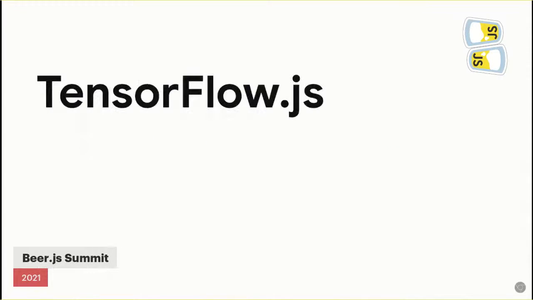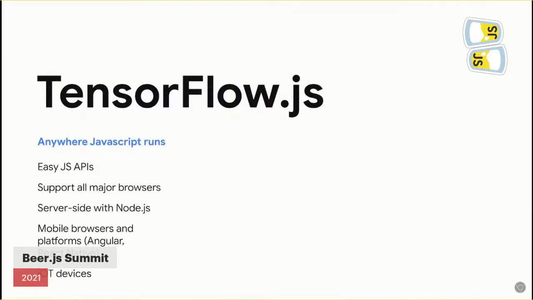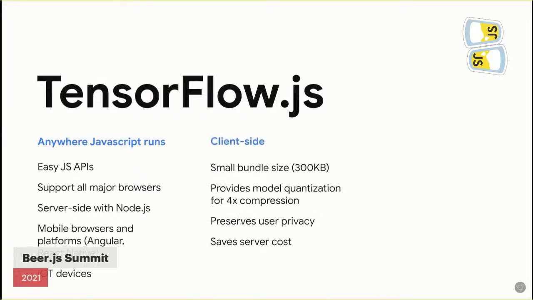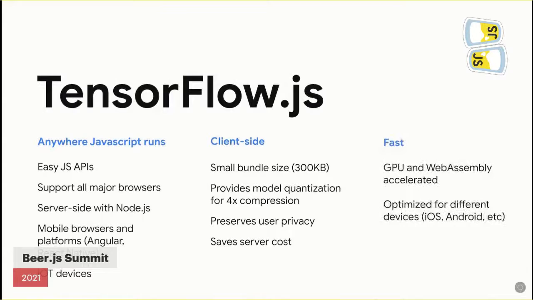Now, why use TFJS? TFJS works in any JavaScript environment, whether it be browsers, server-side with Node.js, mobile devices, or IoT. TFJS is optimized for client-side inference. It has small bundle sizes that are lightweight, and it also supports model quantization, which can reduce model size by up to 4x. There are many benefits to client-side inference. It both preserves user privacy and saves server cost. Finally, TFJS is fast. It can use acceleration such as GPUs or WebAssembly to speed up inference, and it is specifically optimized for a variety of devices, including iOS and Android.